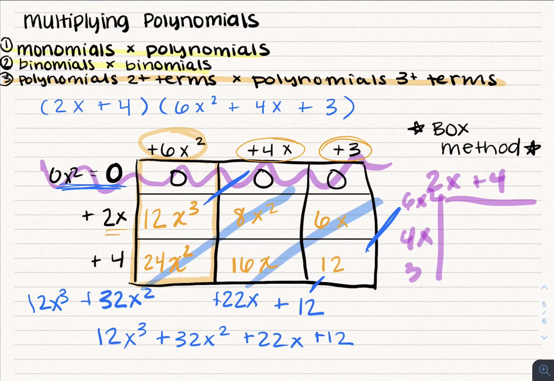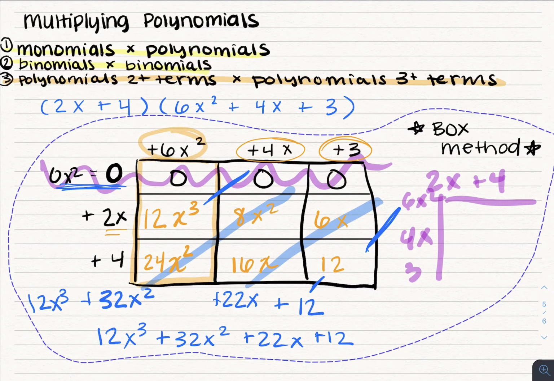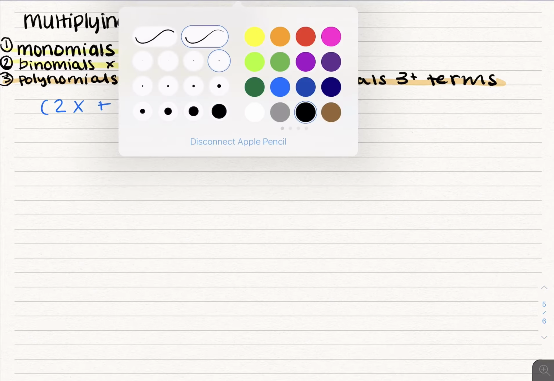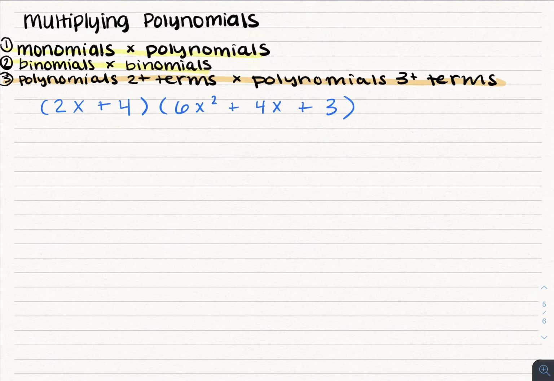So we're actually going to do the same problem so you can see how it was done. We're going to do the exact same problem. And I'm going to erase this work. Okay, I'm going to do the exact same problem. I'm going to use my orange color. And now we can do the distributive property.